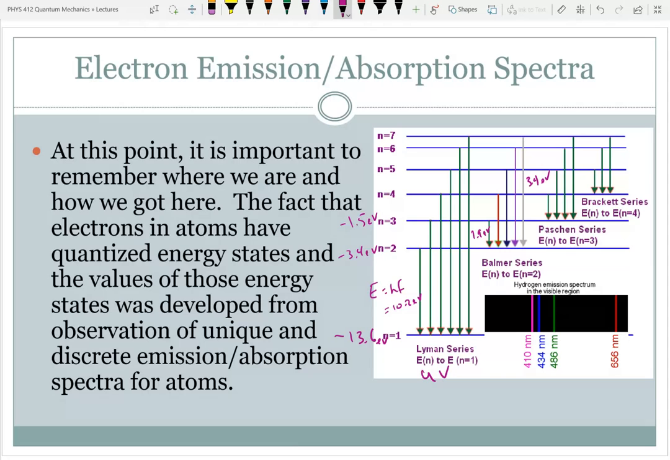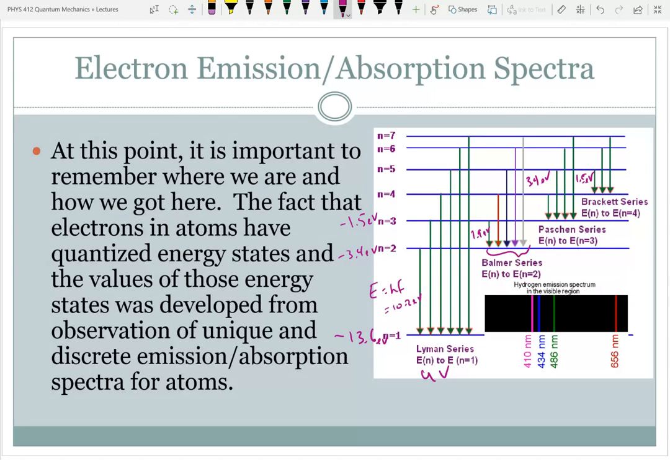And then if you go to the Paschen series, the largest energy is going to be 1.5 electron volts. That's infrared. And the Brackett series, its largest one is going to be 13.6 divided by 16, which I don't remember the number, but not very big. So you have the energies, and this gives you the visible spectrum.